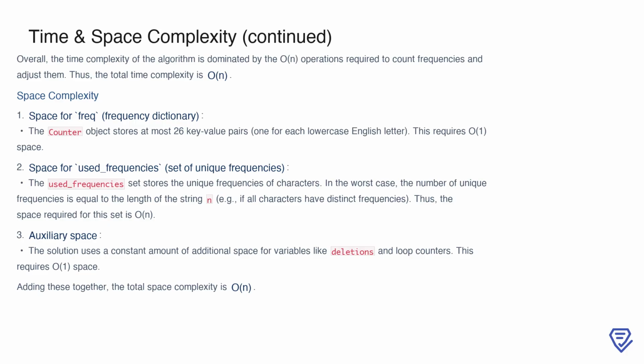Now, for space complexity, first, consider the space used by the frequency dictionary. Since there are at most 26 lowercase English letters, the dictionary can hold a maximum of 26 key-value pairs, making its space requirement O(1). Next, we have the used_frequencies set, which stores the unique frequencies of characters. In the worst case, if all characters in the input string have distinct frequencies, this set will grow to a size of O(n). Lastly, the algorithm uses a constant amount of additional space for variables like deletions and loop counters, which adds O(1) space. Combining these, the total space complexity of the solution is O(n).